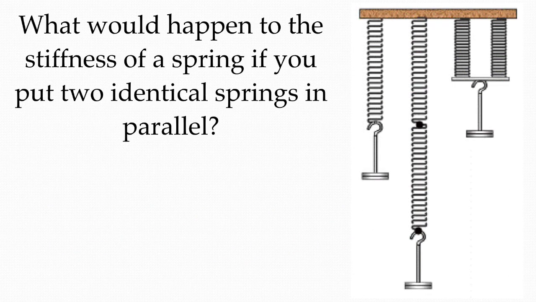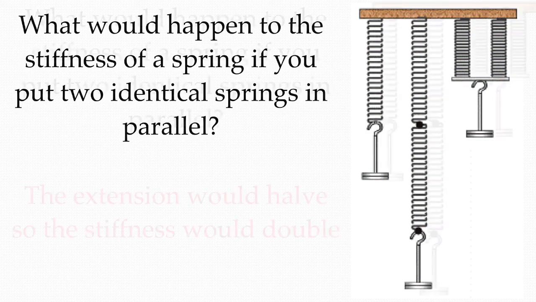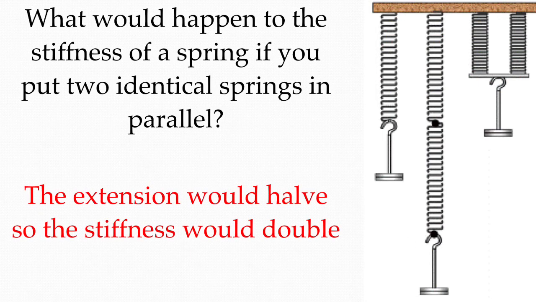Now we have two springs in parallel. How would their stiffness compare with the stiffness of the original single spring and mass system? Well, in this case, each spring is only having to support half of the mass, and therefore they will only extend by half as much, so they will be twice as stiff.